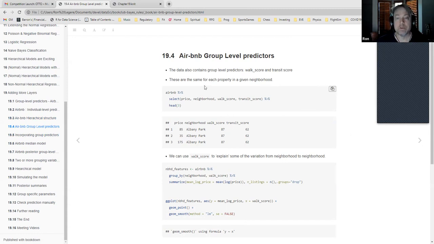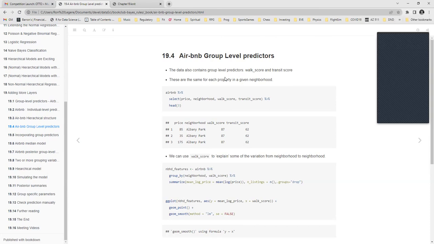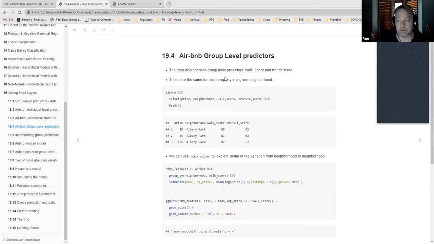And there's a part that I was a little confused by that I'm going to talk about later at the end. So we're going to start now with the other thing in this data: there is a group level predictor. Each neighborhood has a couple of group level variables. There's two that they mention here. One is walkability, which is how easy it is to get to stuff nearby on foot. It's actually called the walk score. And the other one is the transit score, which is access to public transit in that neighborhood.